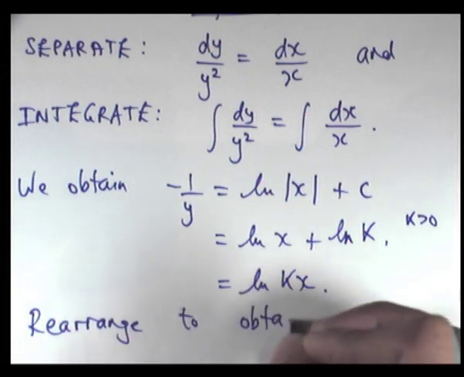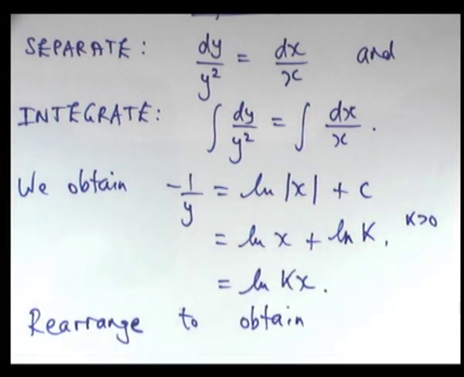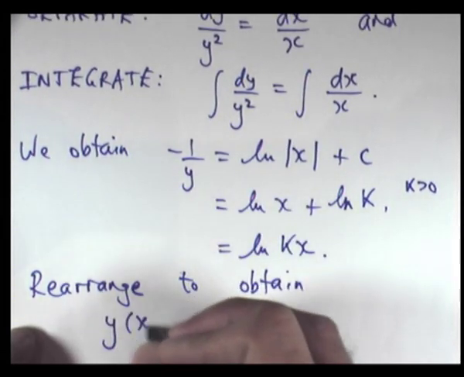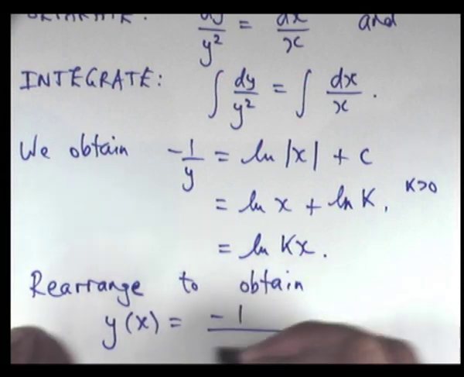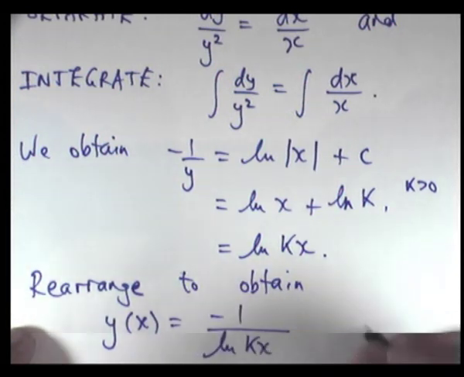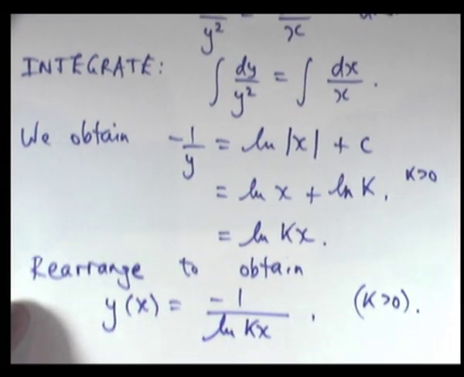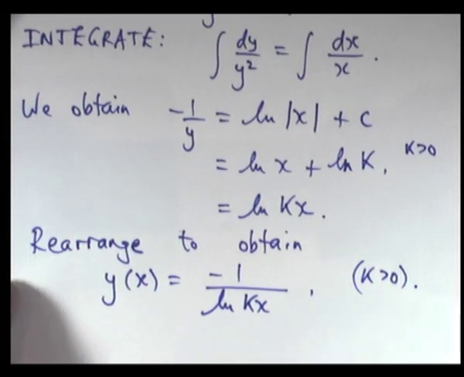So we rearrange to obtain the following. Okay, so y is going to be -1 on log kx, where k is a constant, and positive. All right, so this is the final form of the solution.